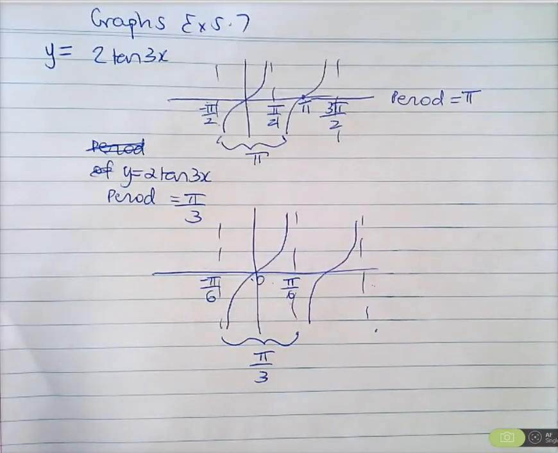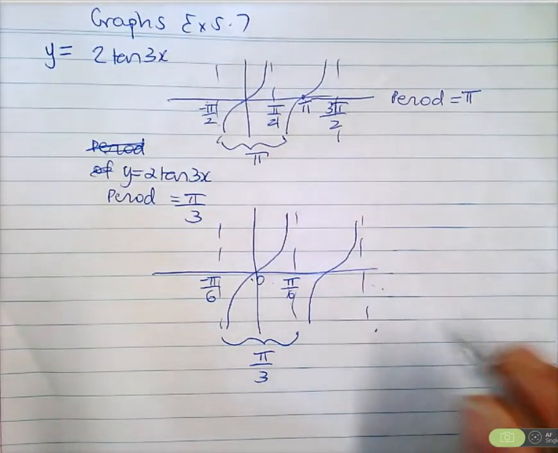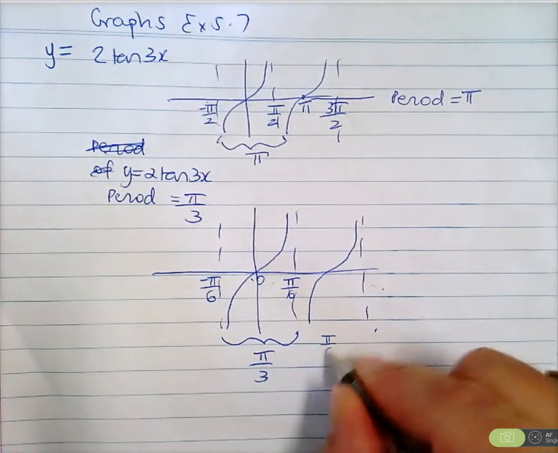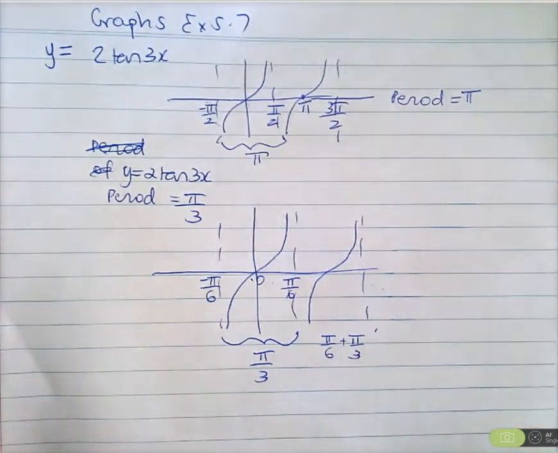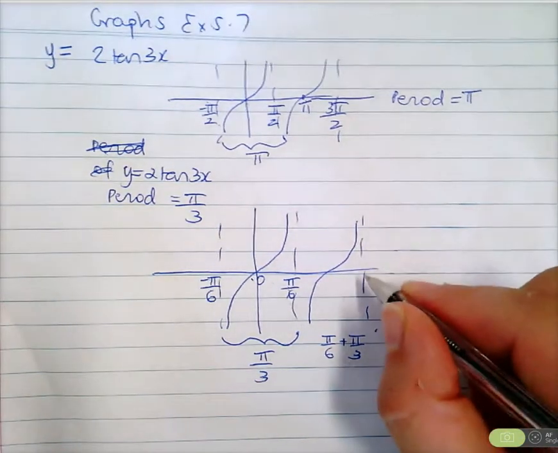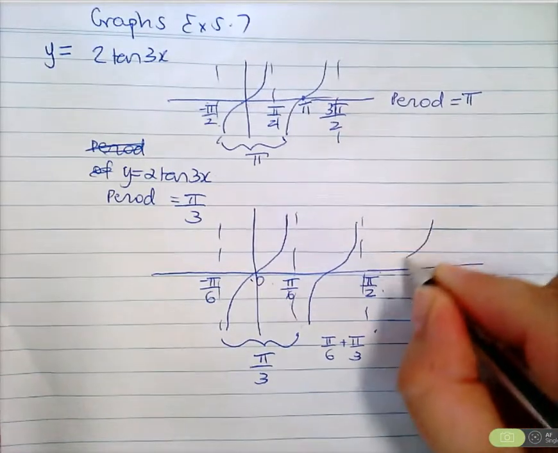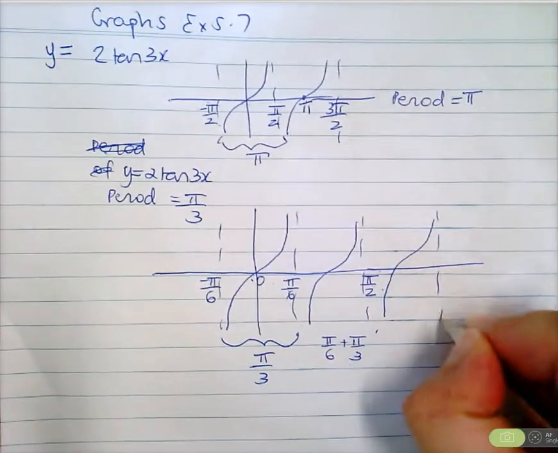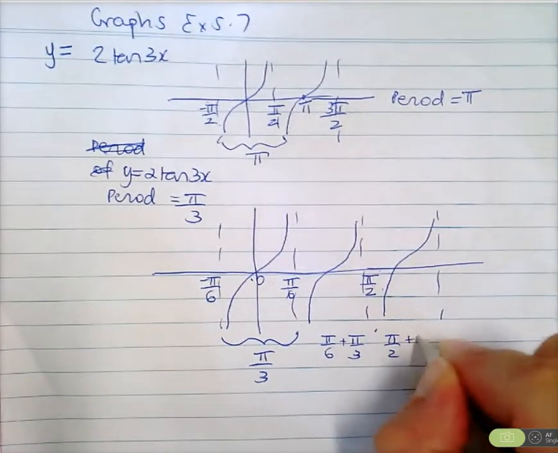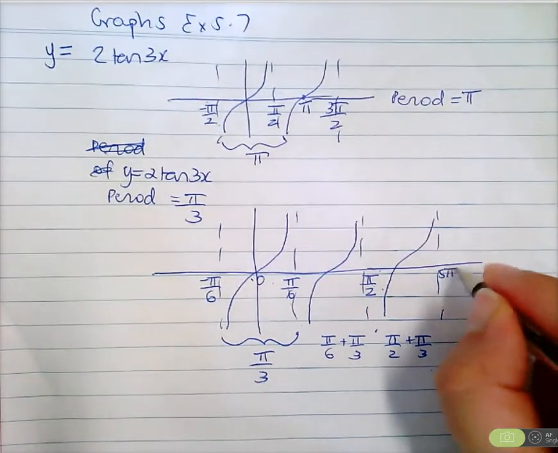Oh yeah, from 0 to 2 pi, yeah. So add another pi on 3 to pi on 6. What's pi on 6 plus another pi on 3? Isn't that pi on 6 plus 2 pi on 6? It's 3 pi on 6, which is pi on 2. And then keep going. Add another pi on 3, isn't that 5 pi on 6?